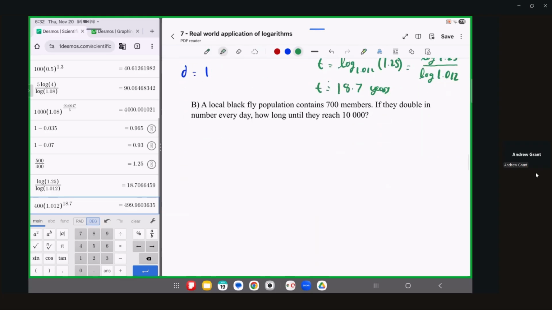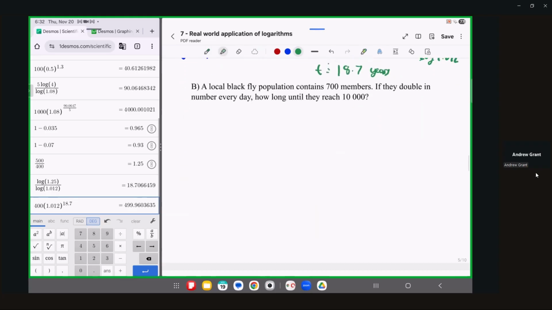Okay, letter B. A local black fly population contains 700 members. If they double in number every day, how long until they reach 10,000? Sounds like these ones were in Pickle Lake, so let's have a look. I did work in Pickle Lake, which is why I know that this can occur.